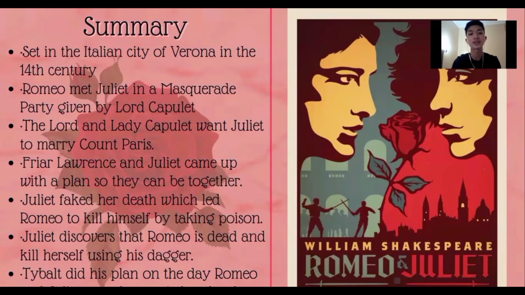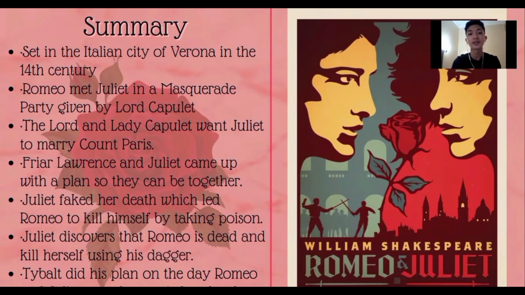Romeo celebrates his marriage with his friends, Mercutio and Benvolio, but gets into a fight with Juliet's cousin, Tybalt. Tybalt killed Mercutio, and Romeo avenged him by killing Tybalt. Romeo escaped and was banished for killing Tybalt. Lord Capulet, Juliet's father, decided that she should marry Count Paris. However, Juliet refused and went to Friar Lawrence. They come up with a plan so that Romeo and Juliet will be together.